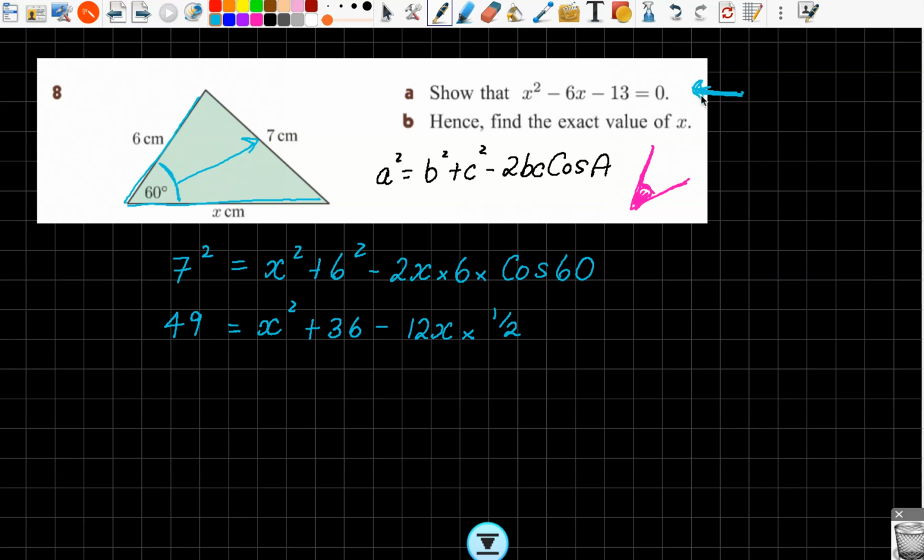So I'm just going to keep going. Some of you might have stopped. You saw the cos 60, there's no cos up the top, and you stopped. Always just try that next step. Does that make sense, everybody?